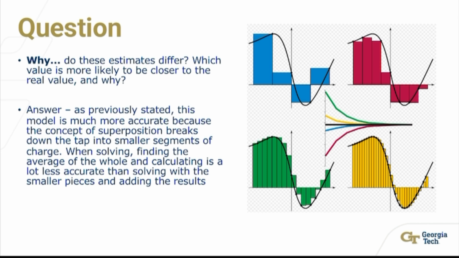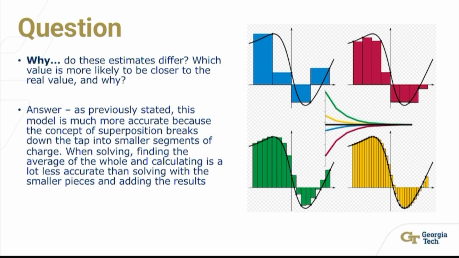Our final conceptual question is, why do these estimates differ? Which value is more likely to be closer to the real value and why? Alright, so the answer to this one, I really want to hit home the concept of calculus because that's kind of what I know and relates to this. The answer is that, as previously stated, this model is much more accurate because the concept of superposition breaks down the tape into smaller segments of charge. When solving, finding the average of the whole and calculating is a lot less accurate than solving with smaller pieces and adding the results. We can clearly see I added a couple of Riemann sums.